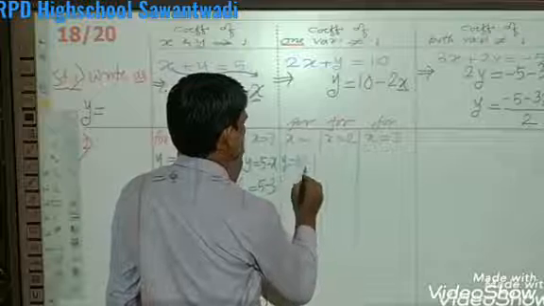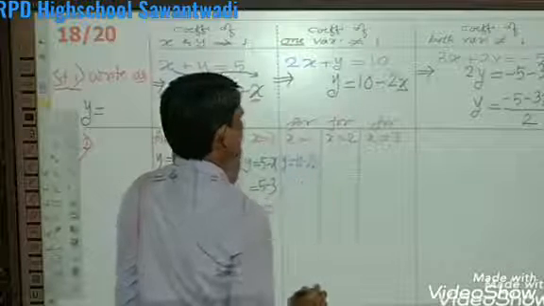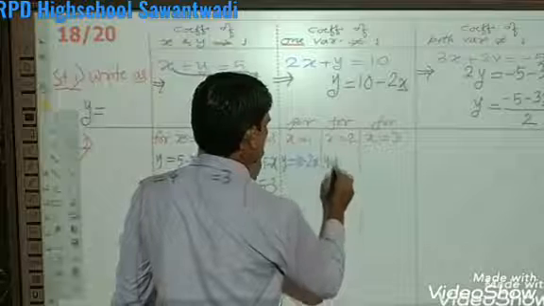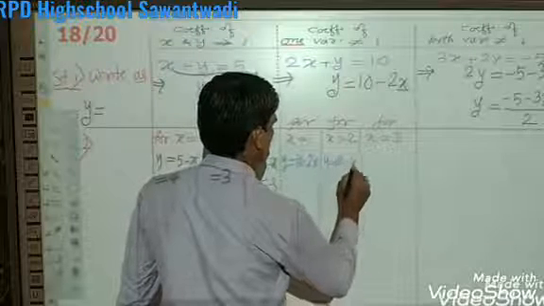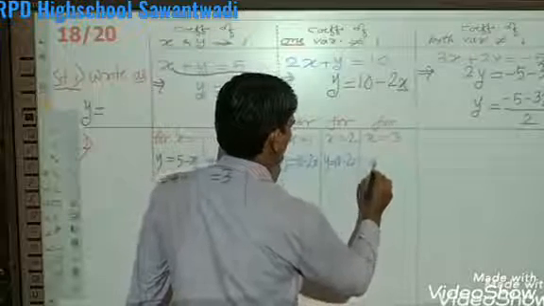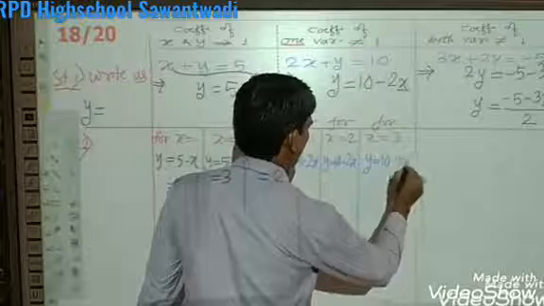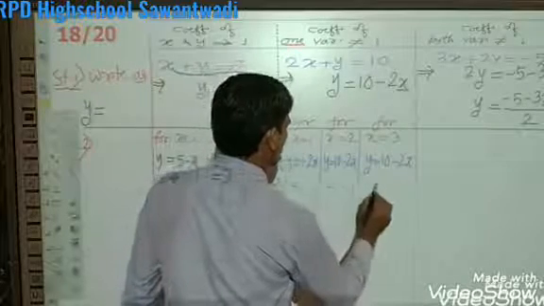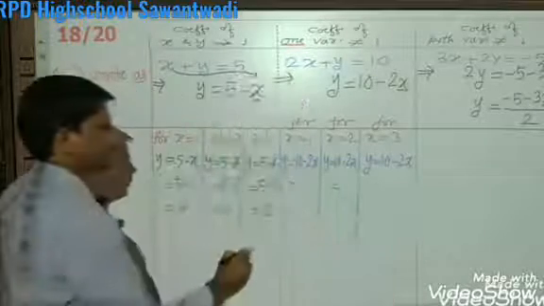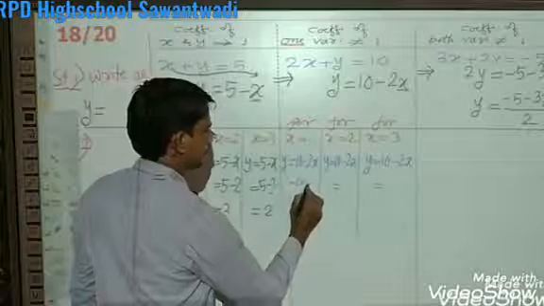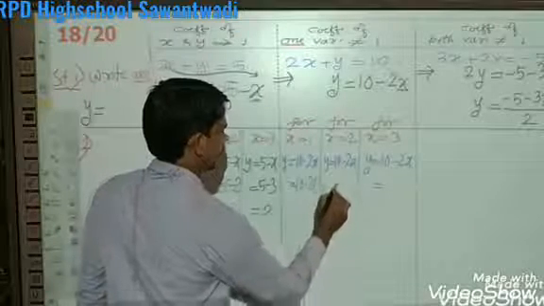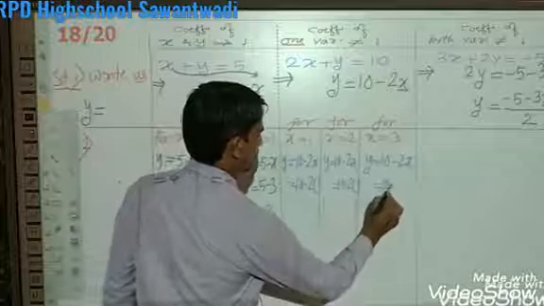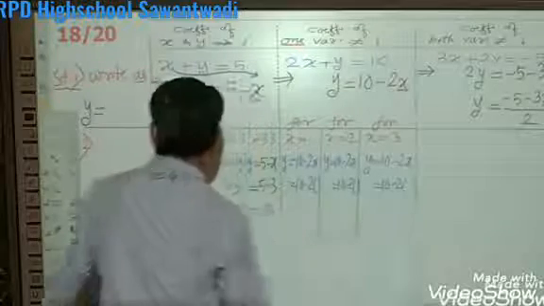Remember? y is equal to 10 minus 2x. So this will come here also. The way we substituted x in the first equation, the same way here it will give you 10 minus 2 into the value of x, and 10 minus 2 into the value of x.